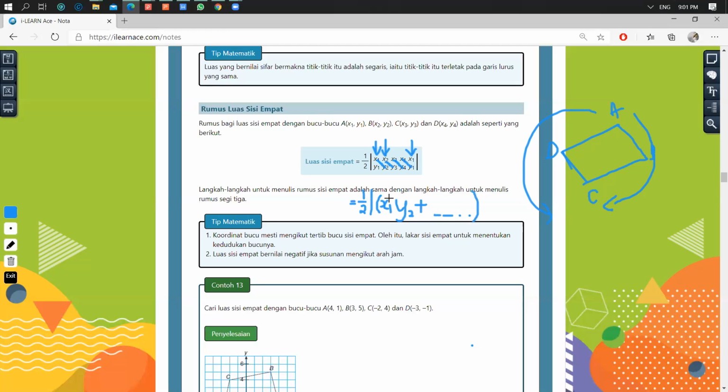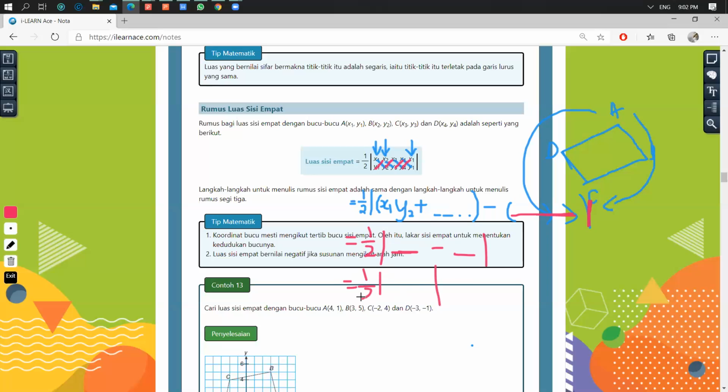Then the whole set minus the second set. The second set will be the bottom times the one on top. So the second set is y1 times x2 plus y2 times x3 plus y3 times x4 plus y4 times x1. You write it in here, then close your modulus, then just open the bracket. You calculate whatever is plus together first, your answer, minus the second answer. Then calculate your answer.